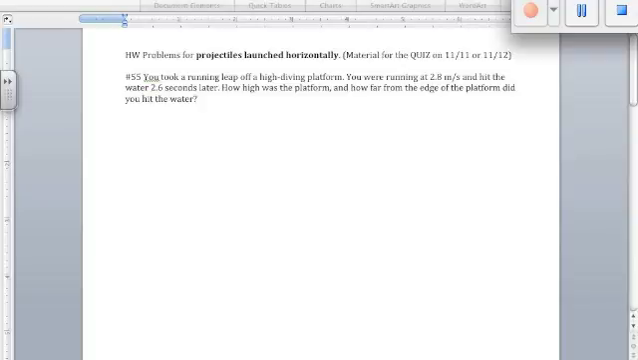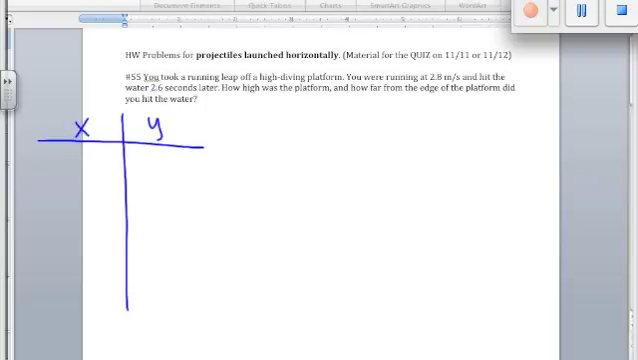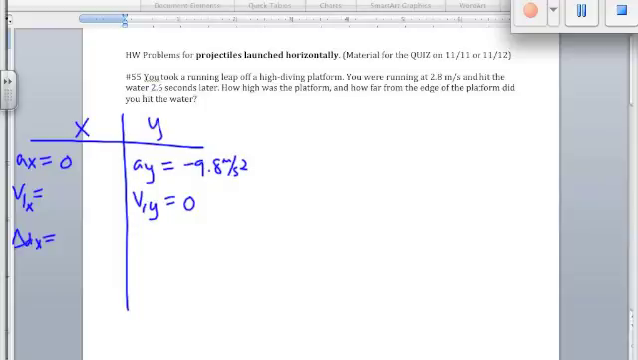These problems are all projectiles that are launched horizontally. And so that means we can assume that if I look at the x and y direction, ax is 0, ay is negative 9.8, v1x is something we don't know or we'd have to be given, and v1y in all of these cases will always be 0 because things are being launched horizontally. Other things to be interested in are the change in x, delta dx, delta dy, and time.